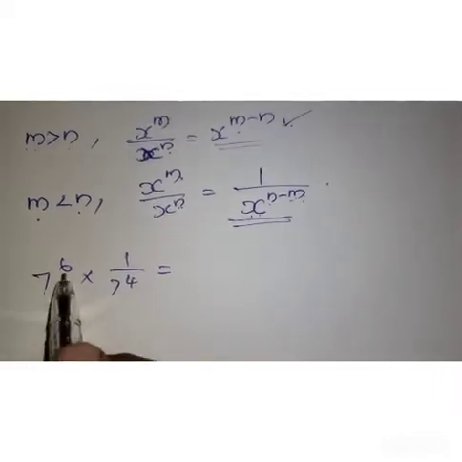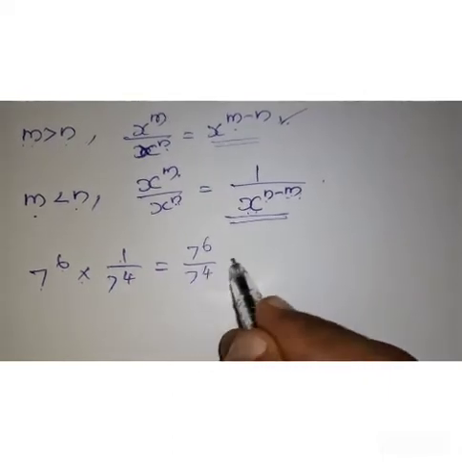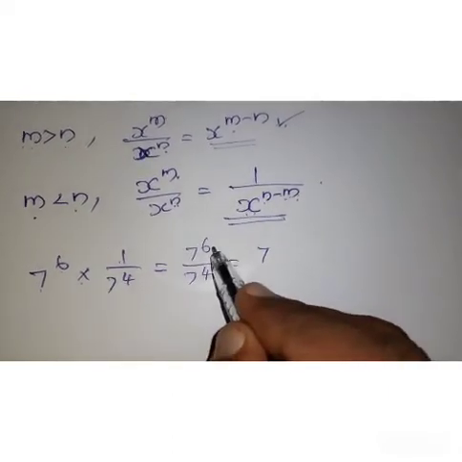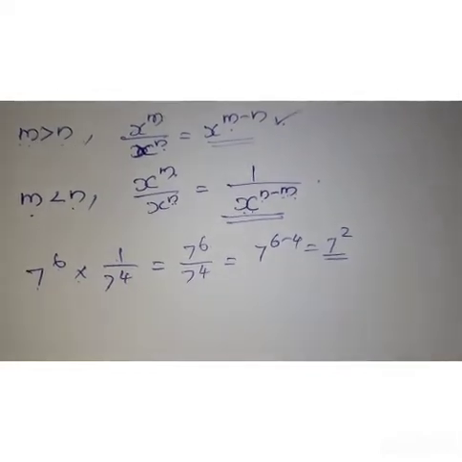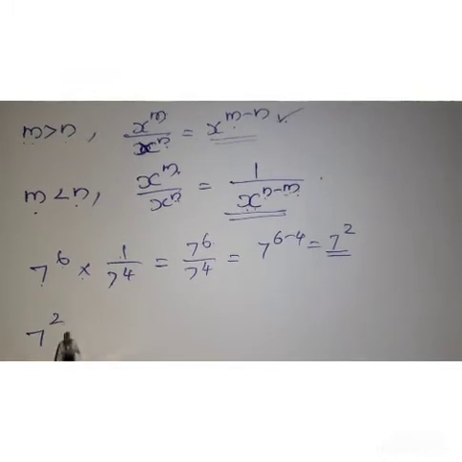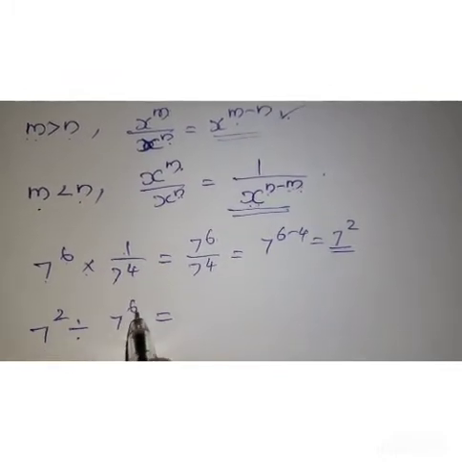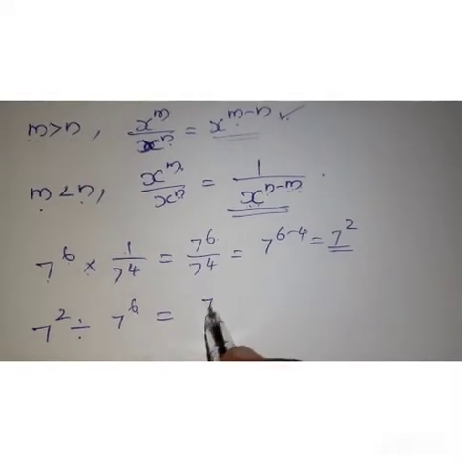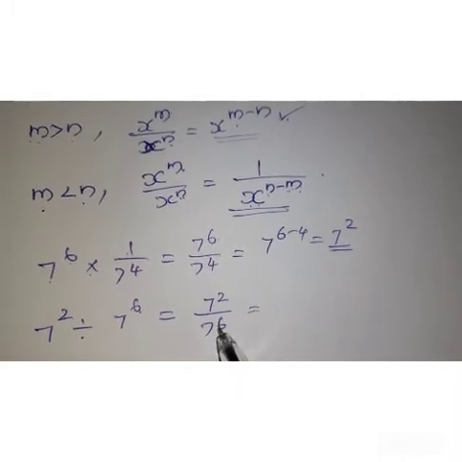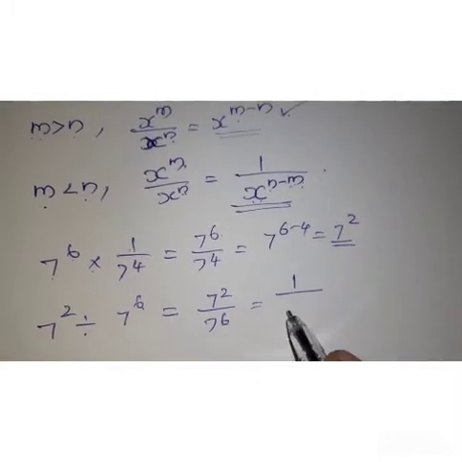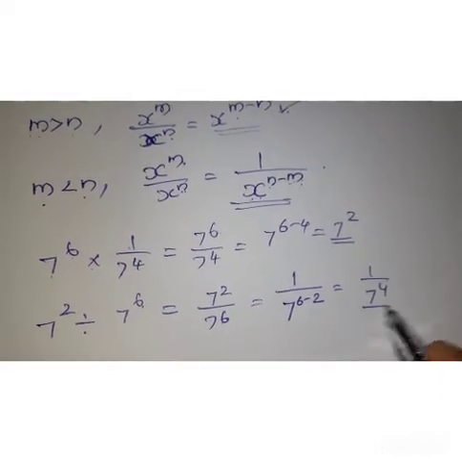See the question: 7 raised to 6 into 1 by 7 raised to 4. It is 7 raised to 6 divided by 7 raised to 4. This is the bigger number, so 6 minus 4, we will get 7 raised to 2. Then what about this one? 7 raised to 2 divided by 7 raised to 6. This is the smaller number and this is the higher number. How do you write it? Here the 6 is the bigger number, so 1 divided by 7 raised to 6 minus 2. It is 1 by 7 raised to 4.